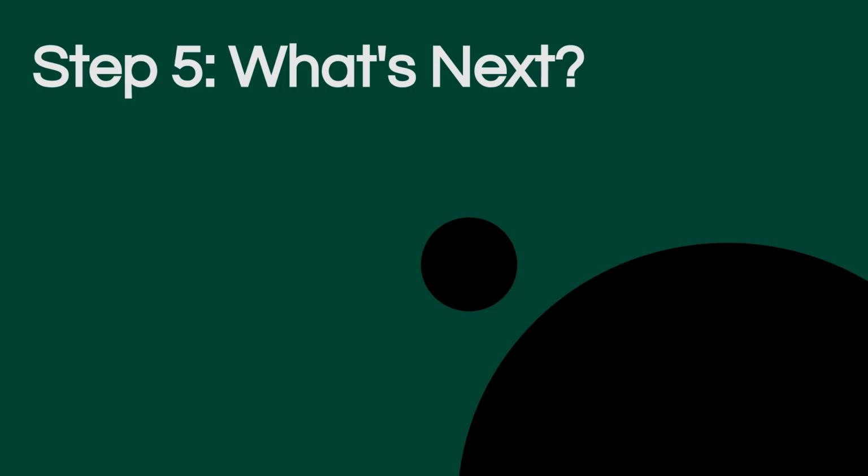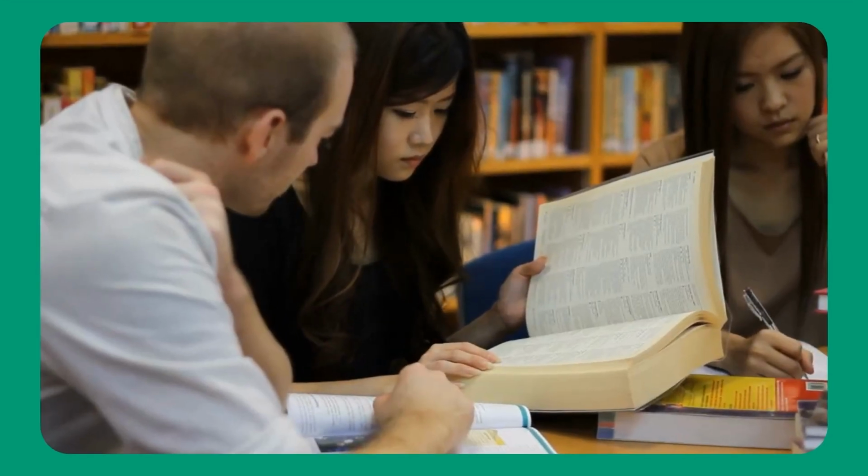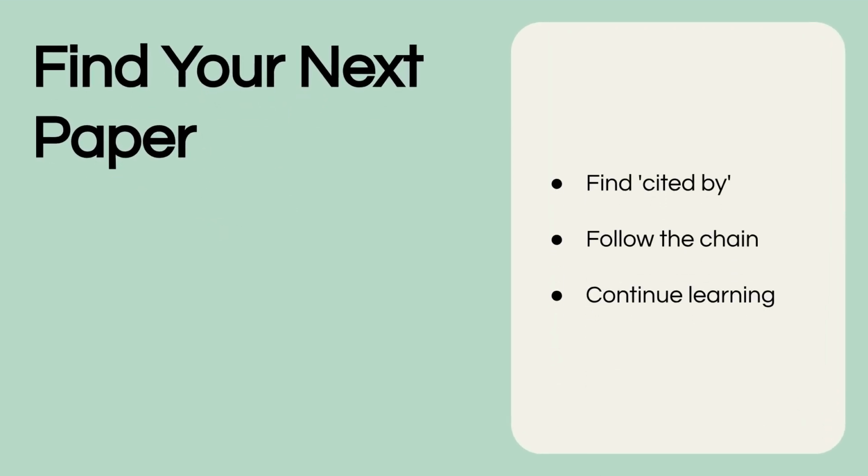And for our final step, step 5, what's next? This helps you extend your learning beyond the current paper. For this step, look at the references section. This is a valuable resource for finding more information. If this paper was useful, find the cited by list on Google Scholar. The best way to learn a topic is to follow the chain of research, leading you to your next relevant paper.